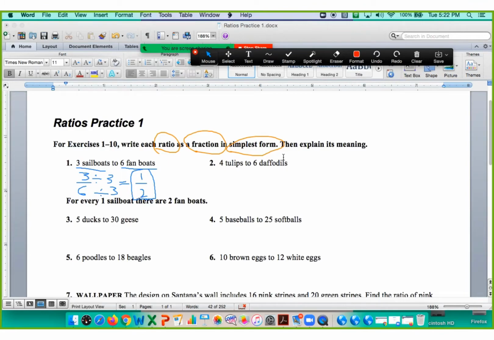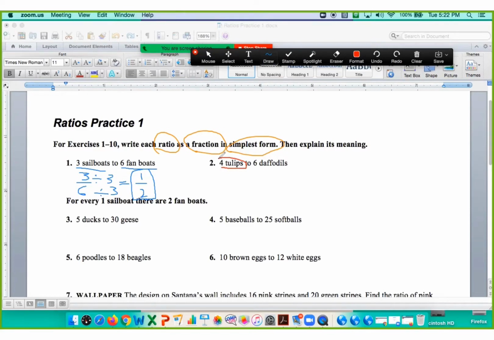All right, should we try the next one? Let's try number 2. So for every 4 tulips, there's 6 daffodils. So we're going to write it as a ratio, as a fraction in simplest form. So just put in the correct order, the first one first. So 4 goes on top in the numerator. 6 goes in the bottom in the denominator. And then see what you can divide these two numbers by. It's got to be the same number.